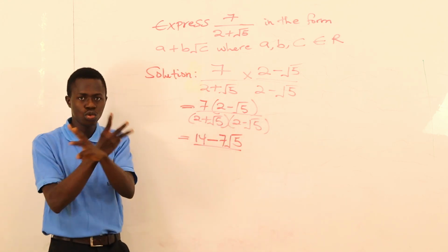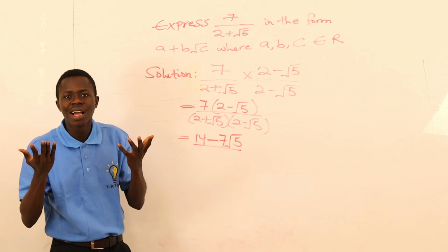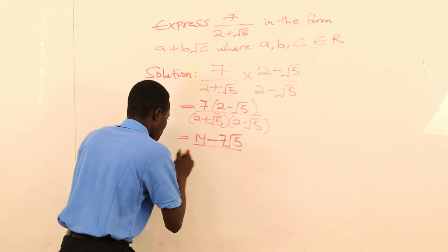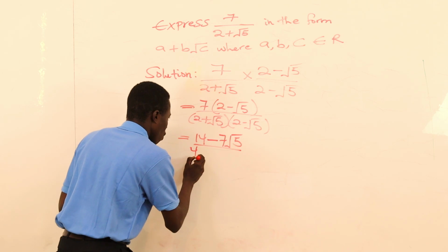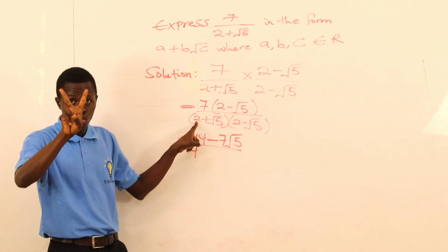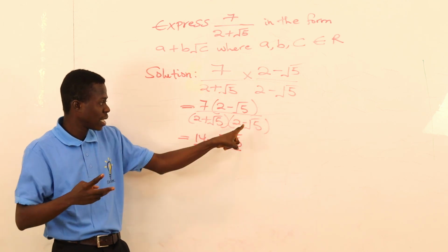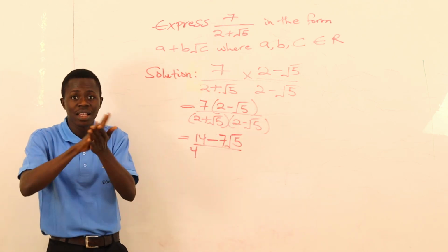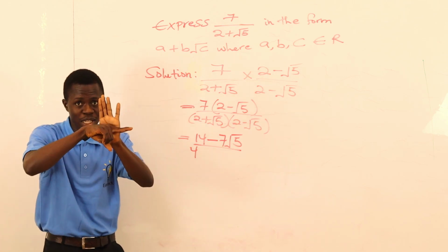So with the numerator we are done. Now let's move on to the denominator. With the denominator we have 2 multiplying 2. So we are going to have 4, right? So 4 will be our answer.